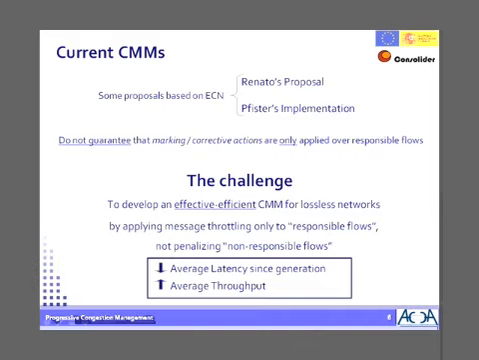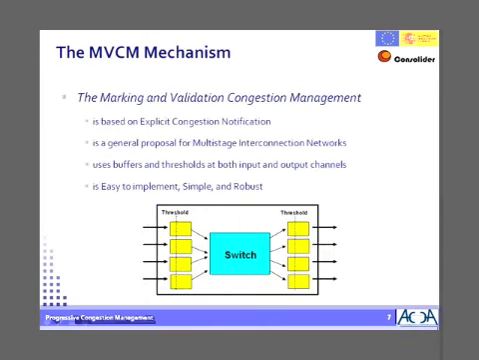Congestion management has been widely studied over the years. Although some mechanisms have been proposed to solve the congestion, they do not guarantee that corrective actions are only carried out on flows responsible for congestion. So the challenge is to develop effective and efficient mechanisms which apply corrective action only over the flows truly responsible for congestion. The new proposal is called Marking and Validation Congestion Management and consists of an end-to-end mechanism based on the use of explicit congestion notification.